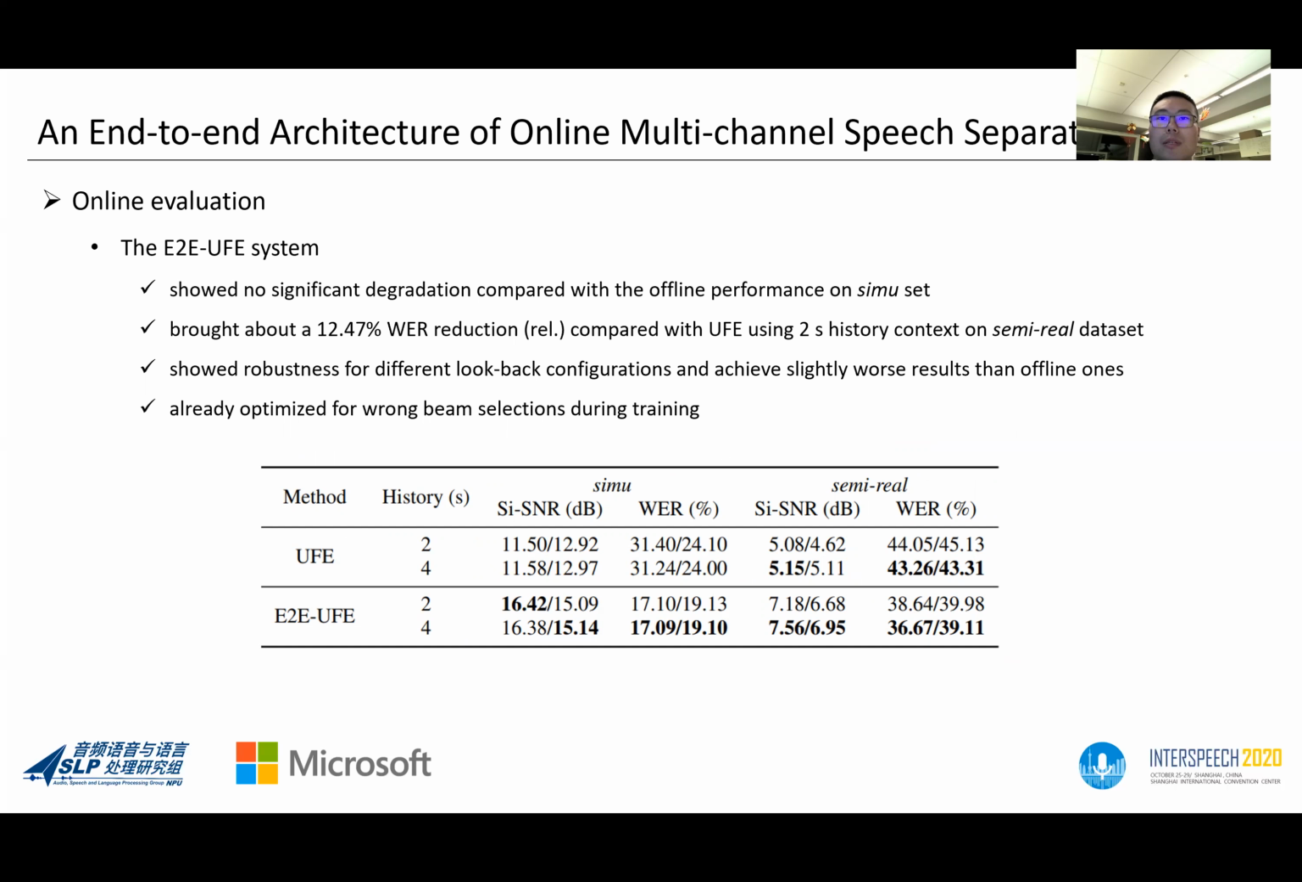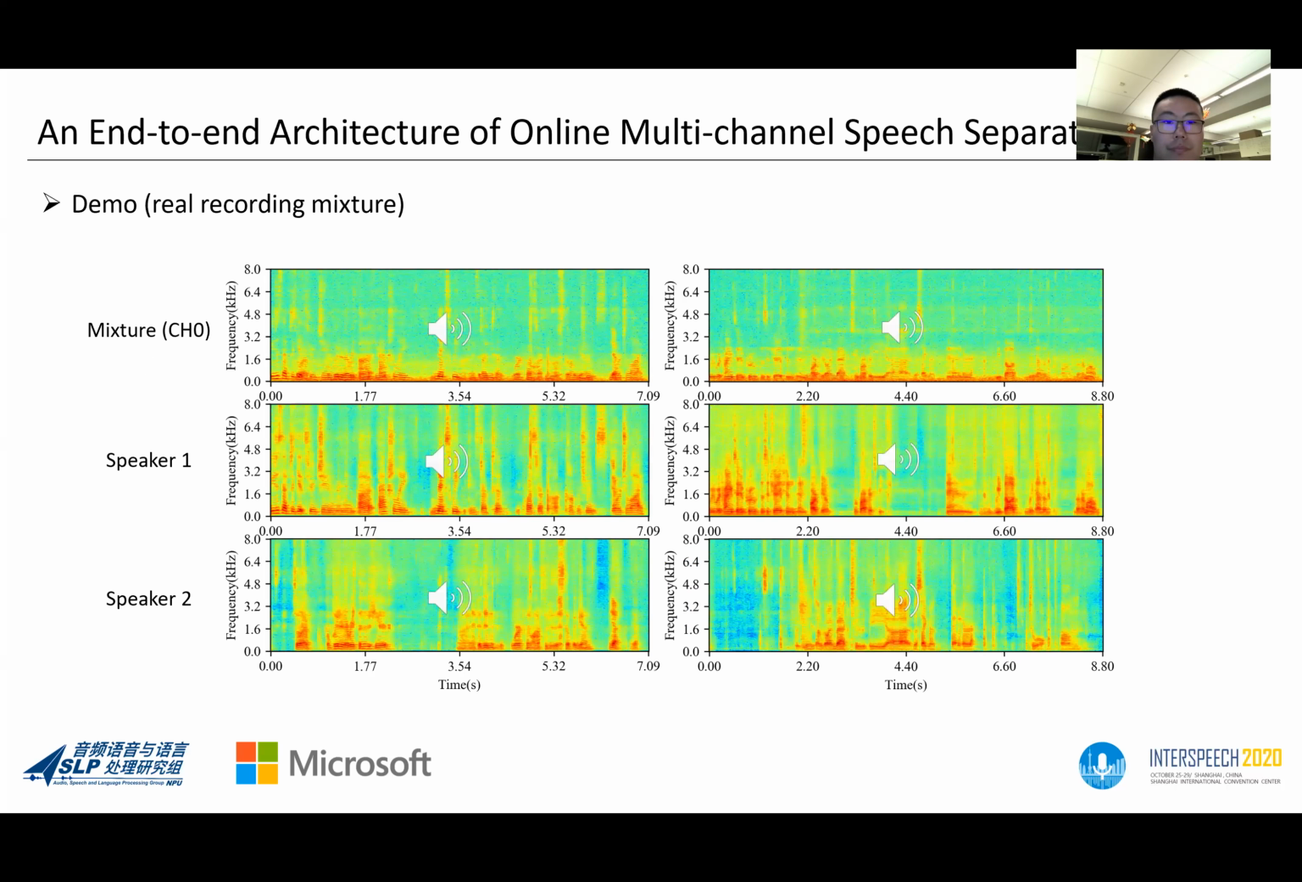One hypothesis for the robustness of E2E UFE is that during the training, the E2E UFE model is already optimized for the wrong beam selections, while for the UFE, only the correct beams were selected as the input. At last, I will give 2 samples selected from the semi-real dataset to show the separation results of the E2E framework.